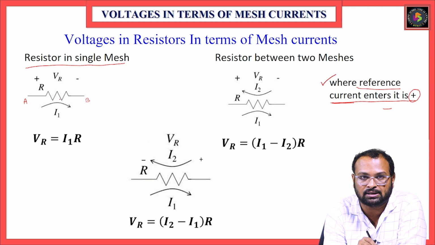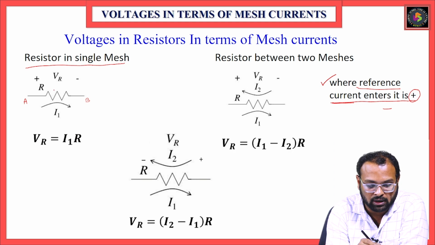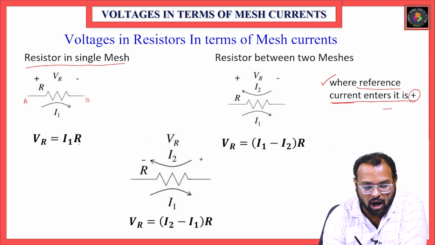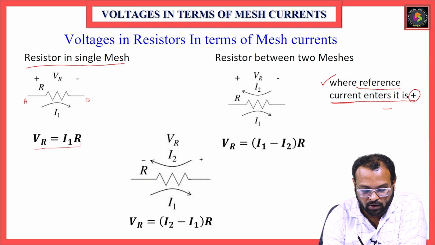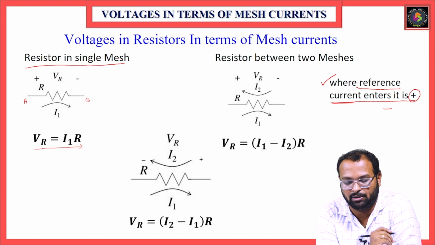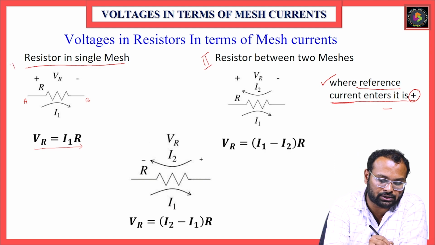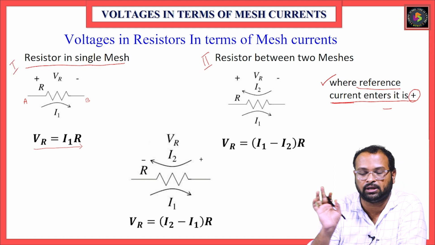So now we have taken the plus and the minus, and what is the magnitude? For the voltage across the resistor, from Ohm's law we know that V is equal to I into R. Here we are finding VR, so VR is equal to current I1 into R. This is calculating the voltage and giving the sign convention for a resistor in a single mesh. So the first condition is a resistor in a single mesh.